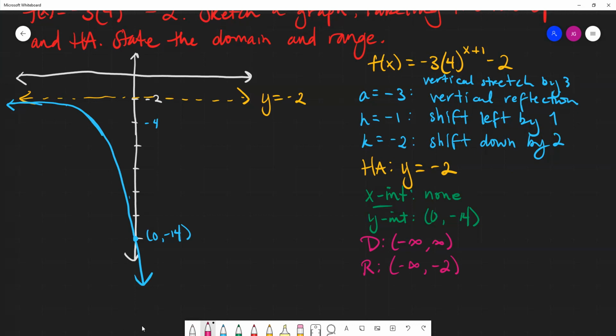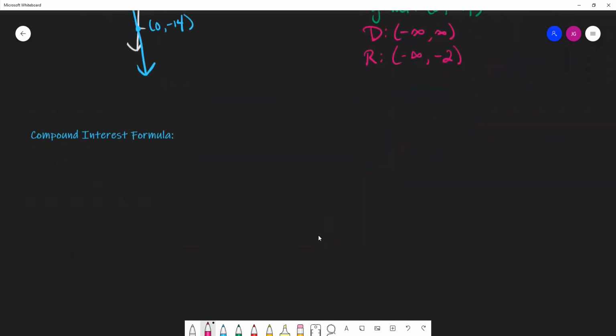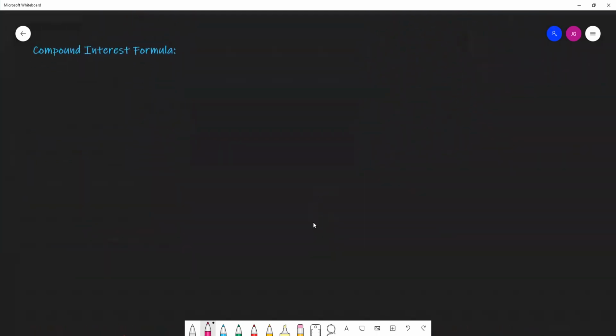All right, so now let's talk about compound interest. Okay, sorry, I had to check to make sure that I was sharing my whiteboard. Sometimes I forget to switch from Desmos to whiteboard. Okay, so compound interest. What is compound interest?